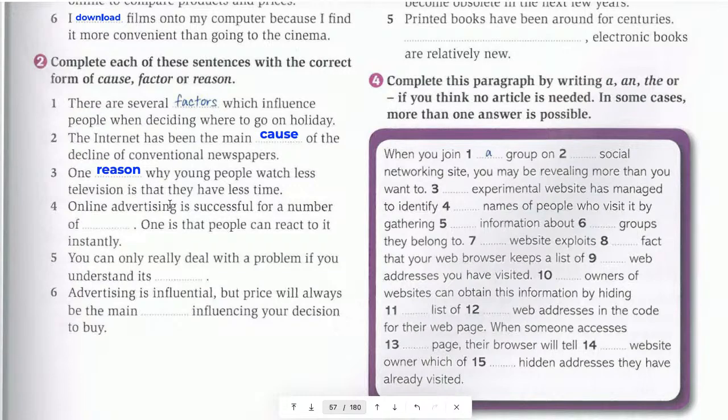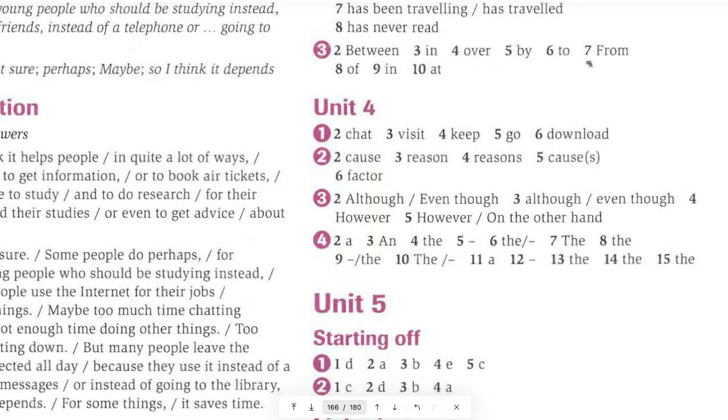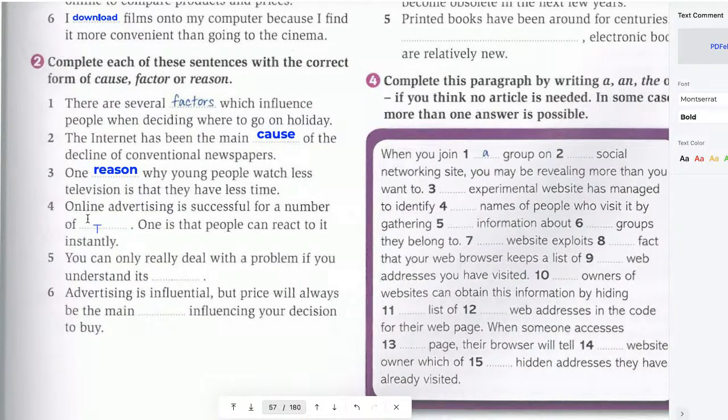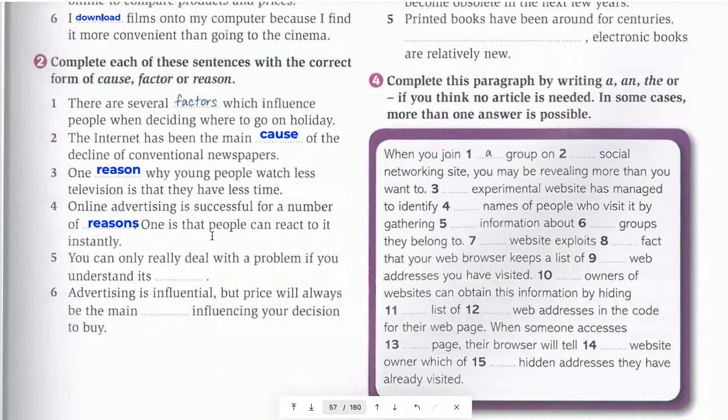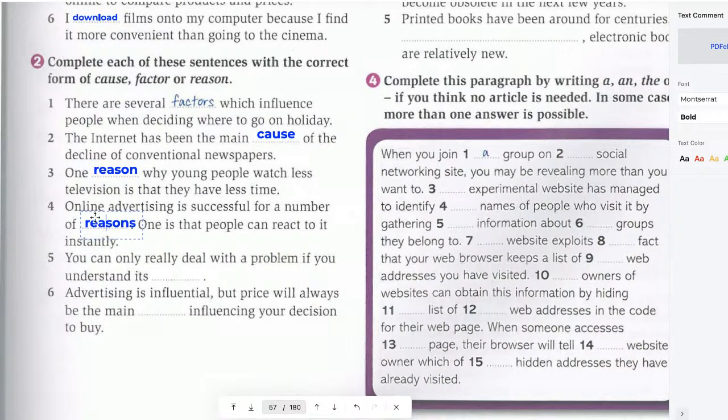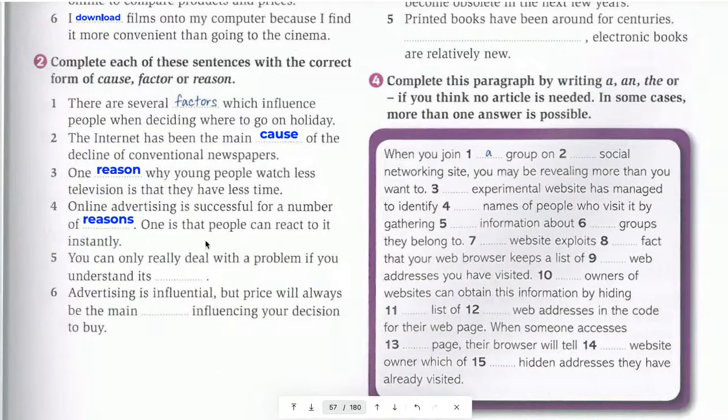Number 4, online advertising is successful for a number of blank. One is that people can react to it instantly. So for a number of what? Yeah, for a number of reasons, okay? The explanation is just the same. So we are trying to give some examples here, and we are trying to give some explanation for something, okay? Number 5, you can only really deal with a problem if you understand its what?